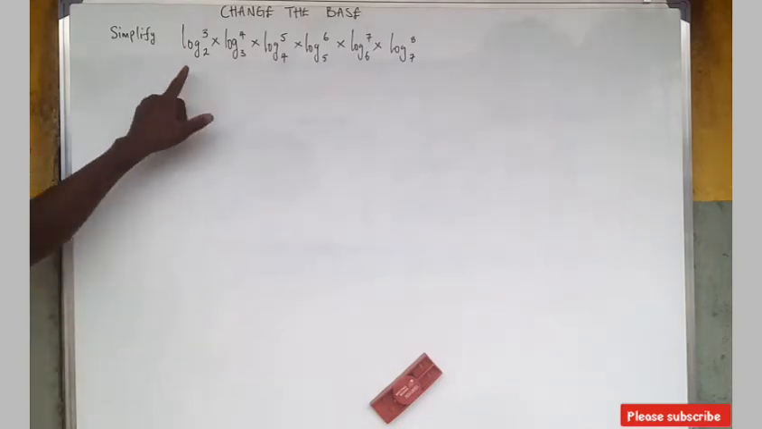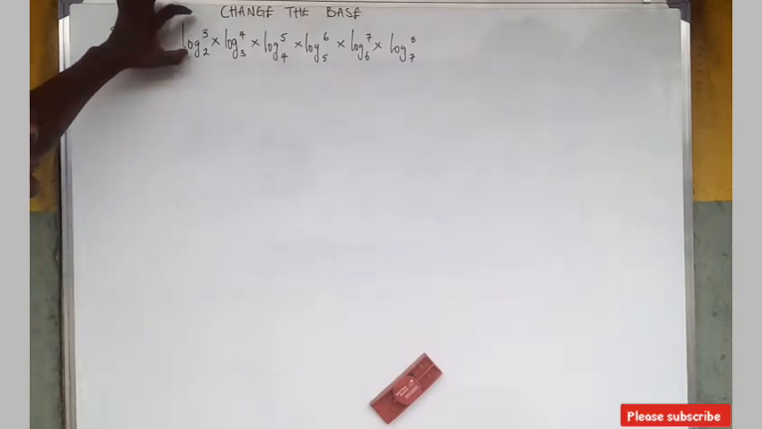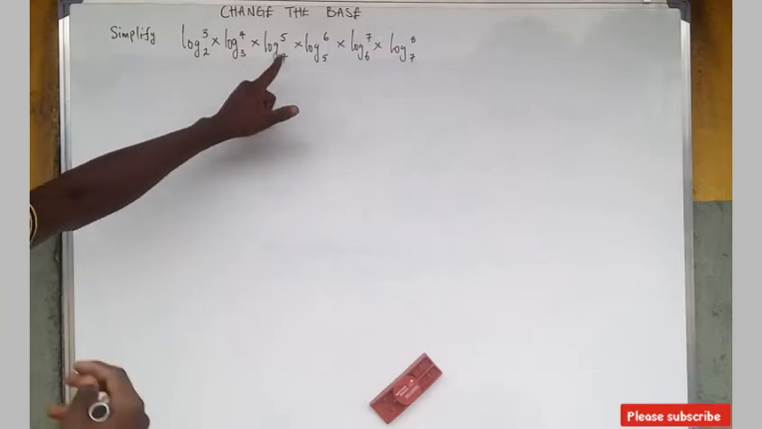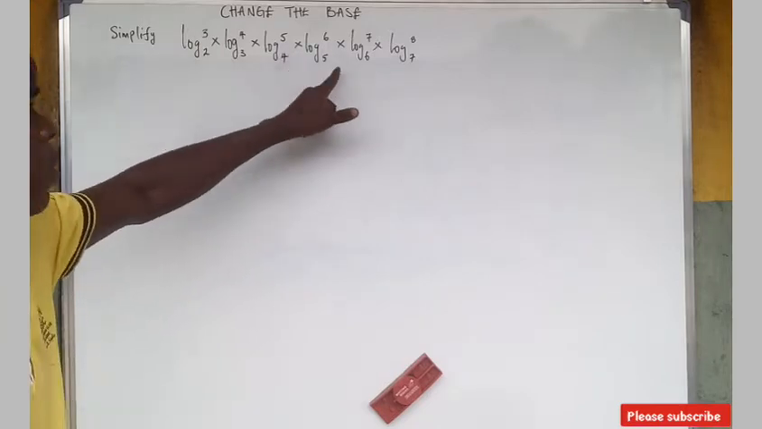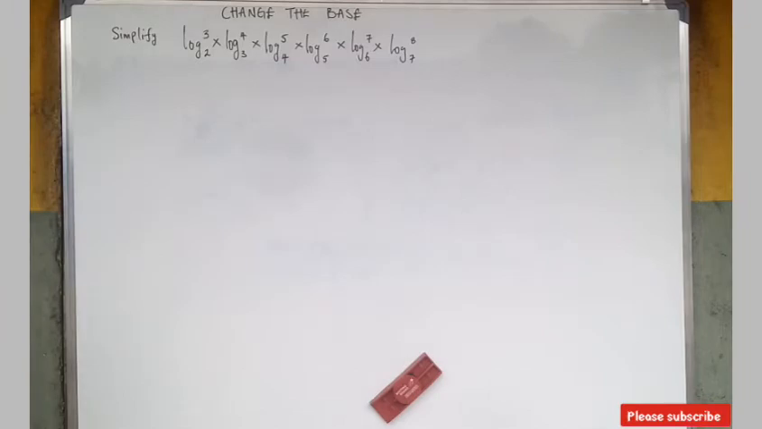Now here is the question: simplify log 3 to base 2, times log 4 to base 3, times log 5 to base 4, times log 6 to base 5, and so on. We are going to use the change of base of logarithm to do this. Now I want you to look at this problem.